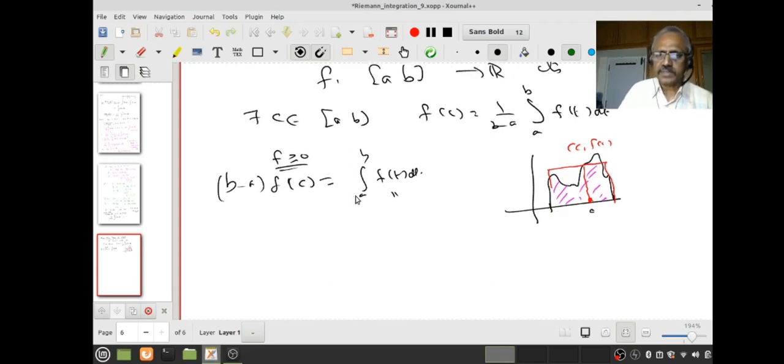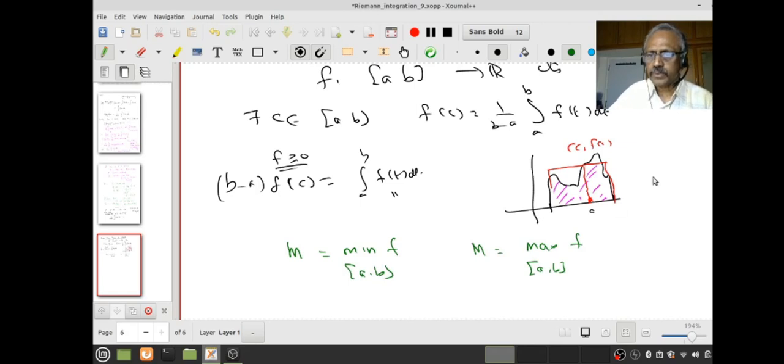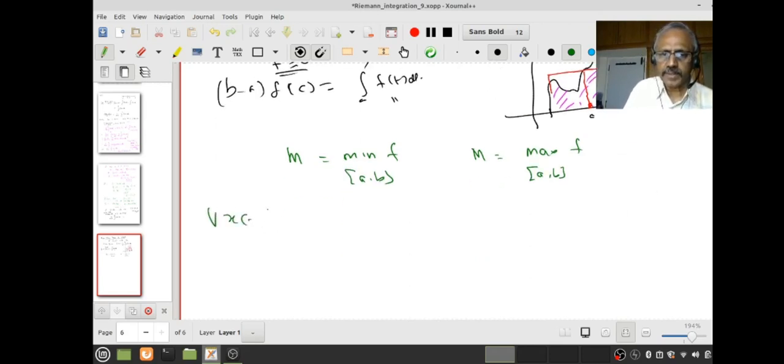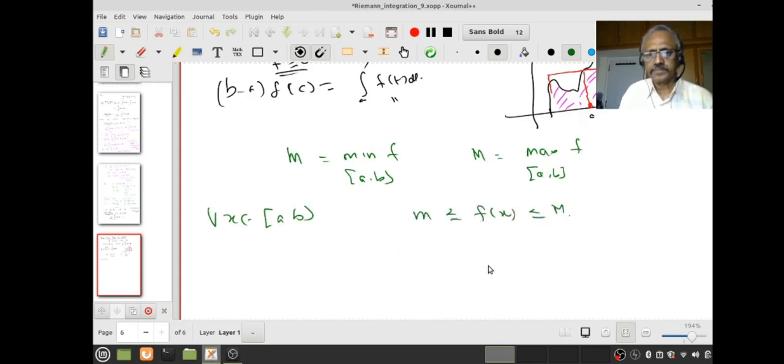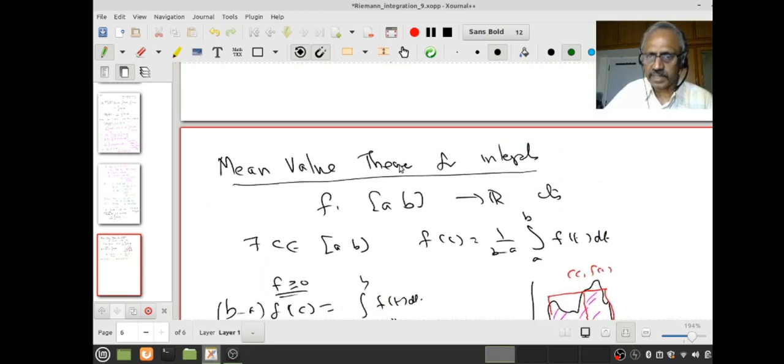Since f is continuous on the closed and bounded interval, let m be the minimum of f on [a, b], and capital M the maximum. It is not just any bound, but the minimum and maximum of the function on the interval [a, b]. Therefore, what do I know? I know that for all x in [a, b], m is less than or equal to f(x), which is less than or equal to capital M. Very good. Now remember, I am not assuming f to be non-negative. f is any continuous function. I am back to the general case.